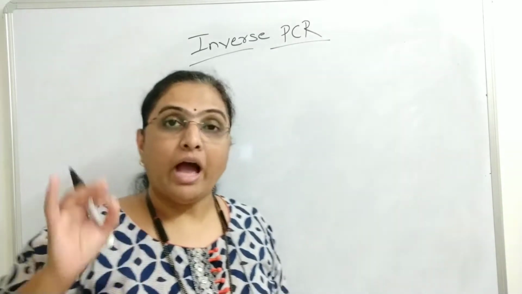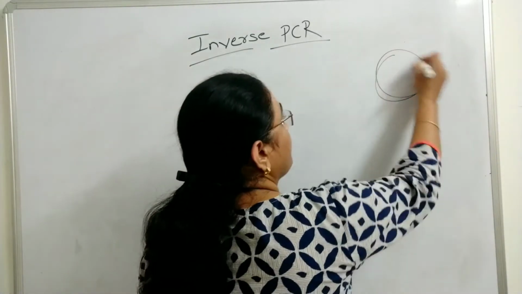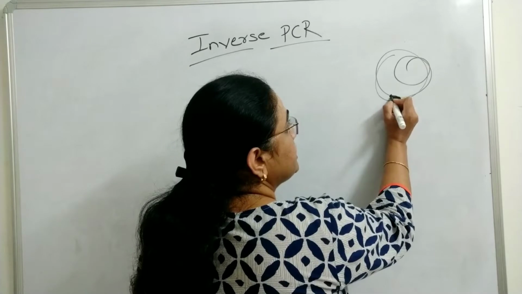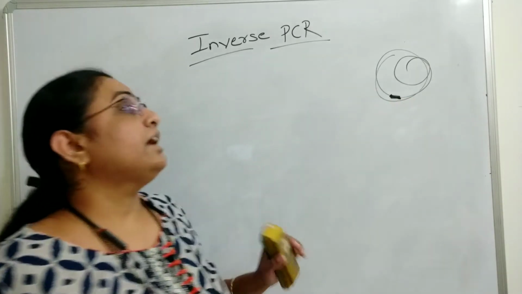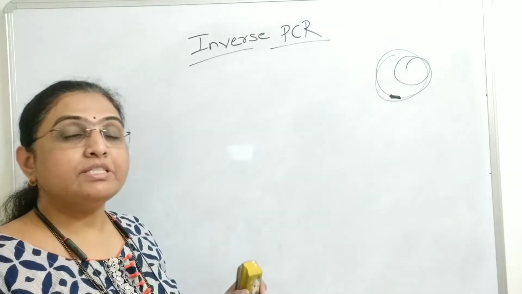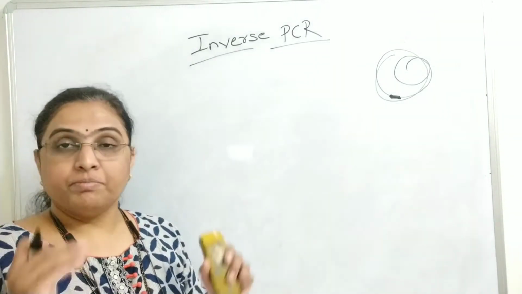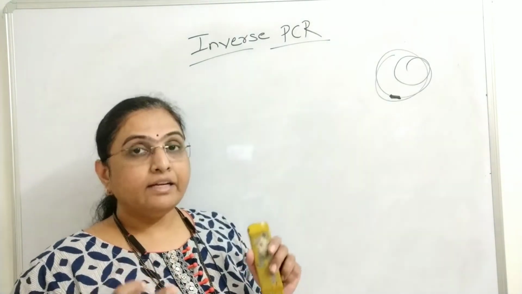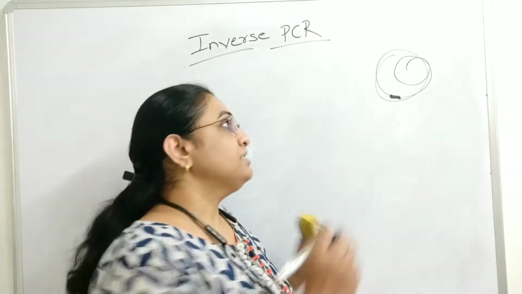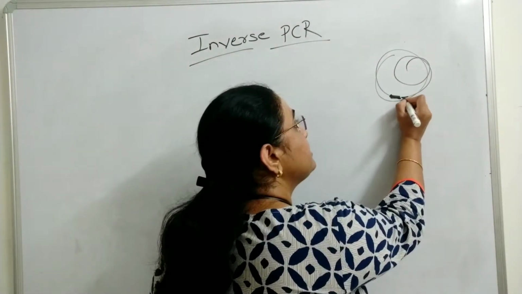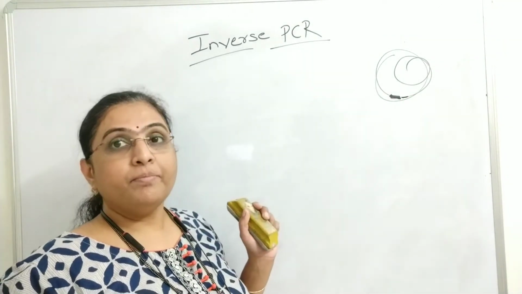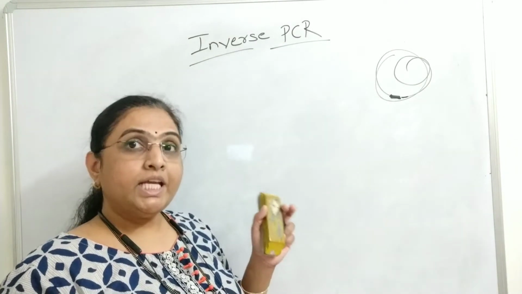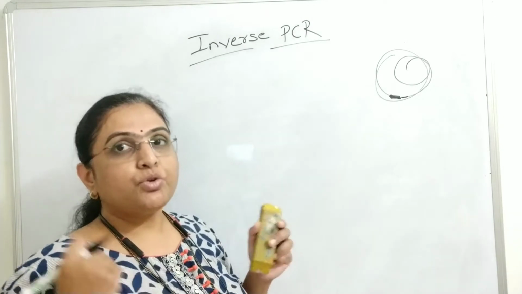So here you have an unknown DNA sequence. Suppose this is a genome, and on this genome this is a particular unknown DNA sequence, and when you want to amplify this unknown DNA sequence, at that time you are using the PCR, and the type of PCR that you are going to use is the inverse PCR. But when you are planning to do the inverse PCR, with this unknown DNA sequence you should have some sequences which are known to you. The flanking DNA should be known to you. Then you can have the amplification of the DNA.